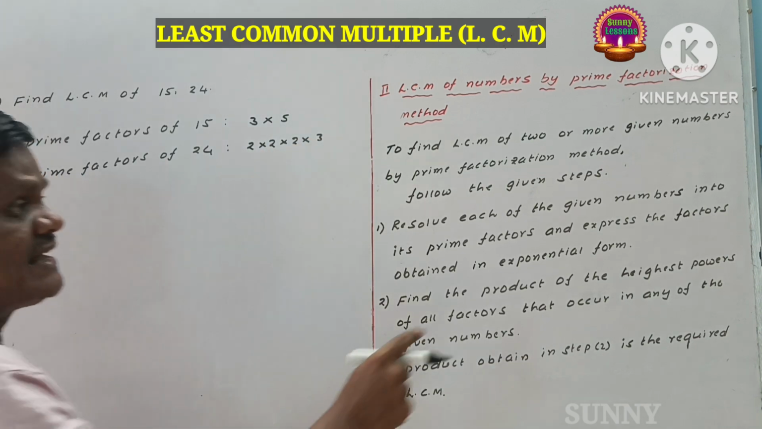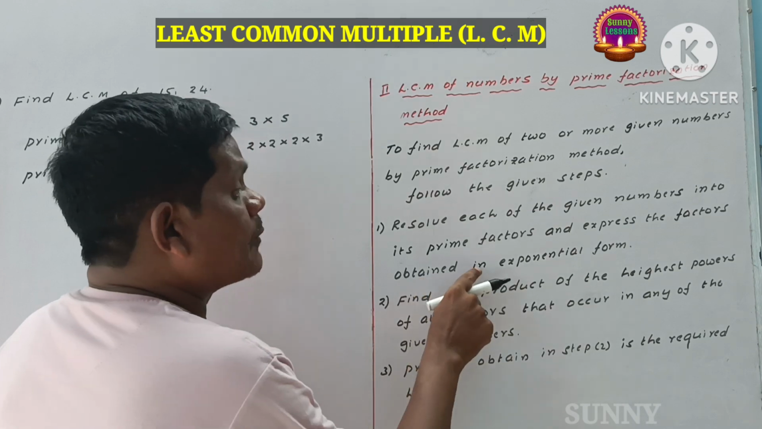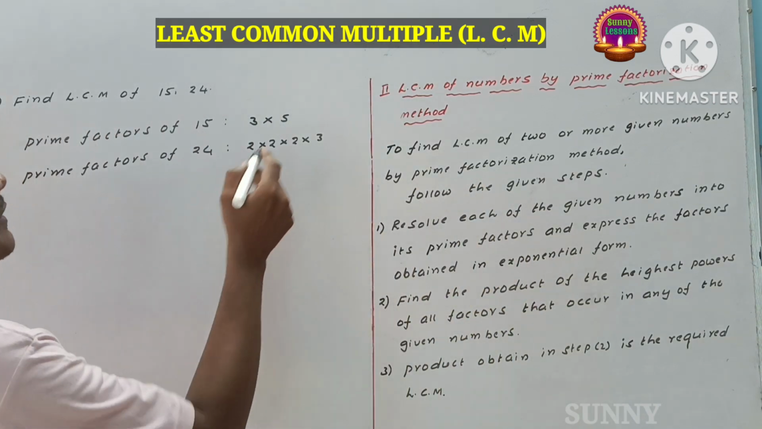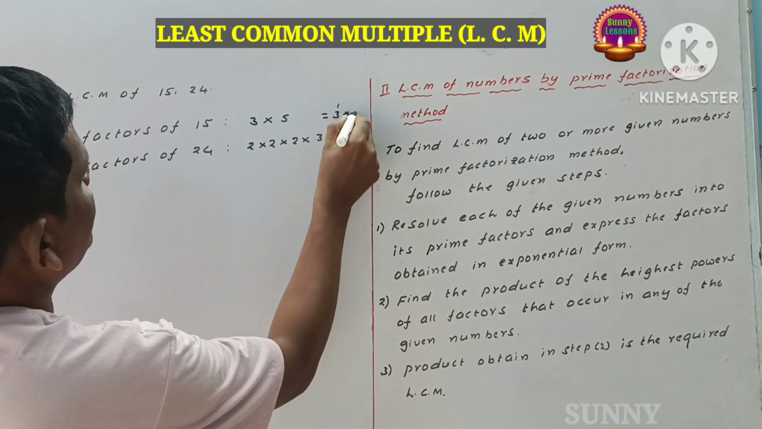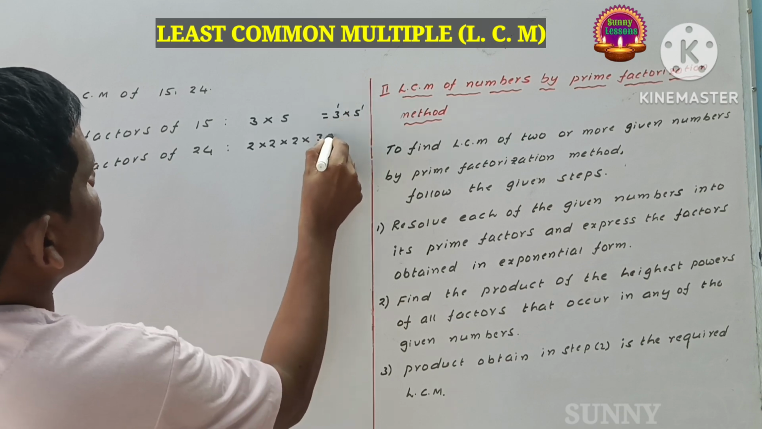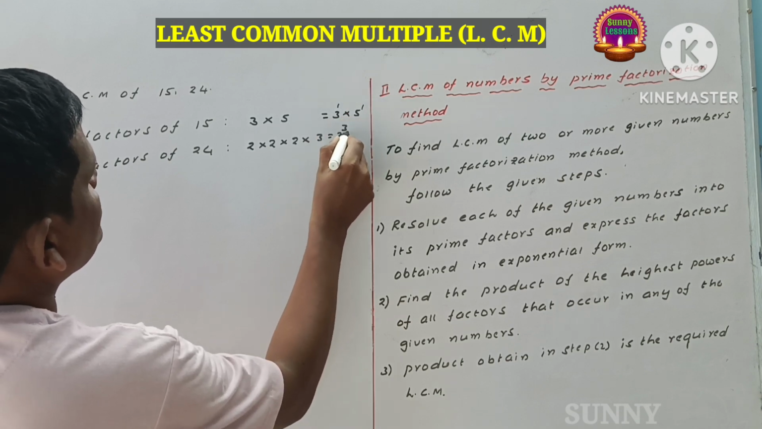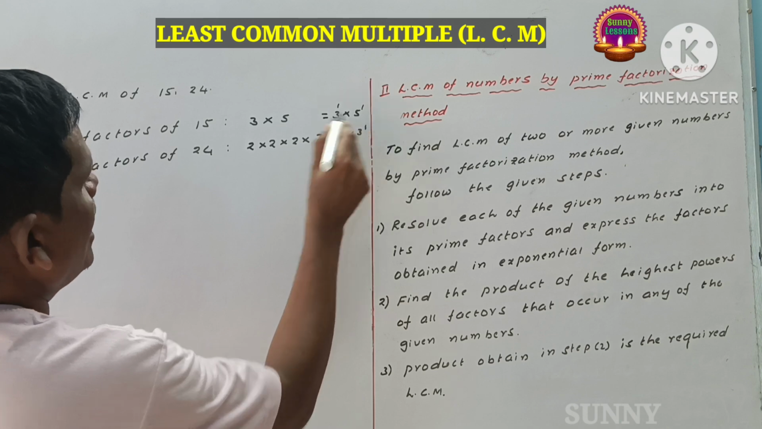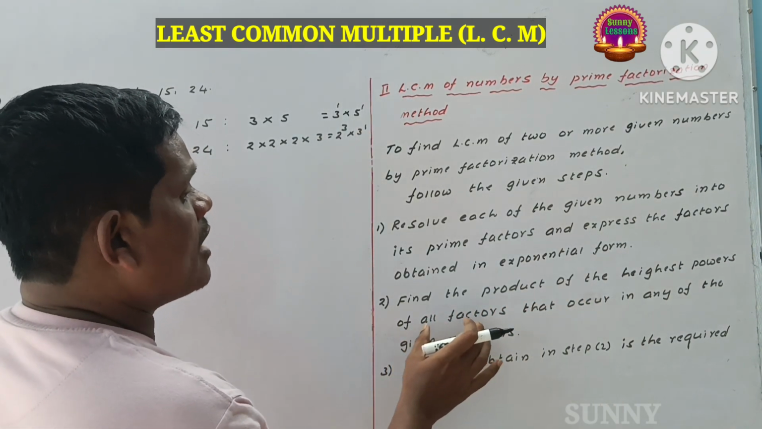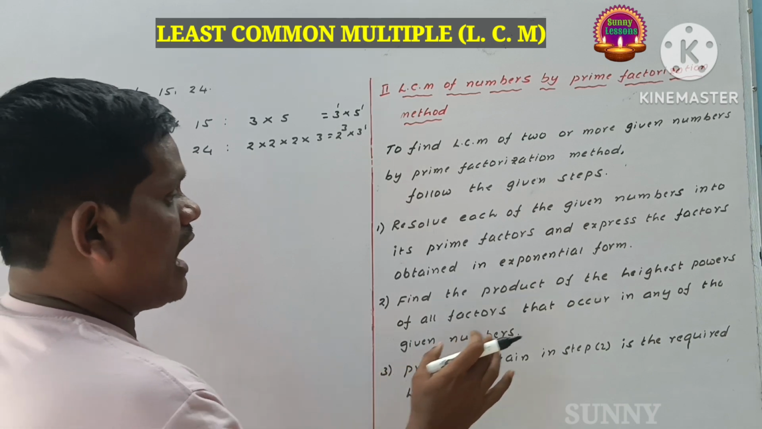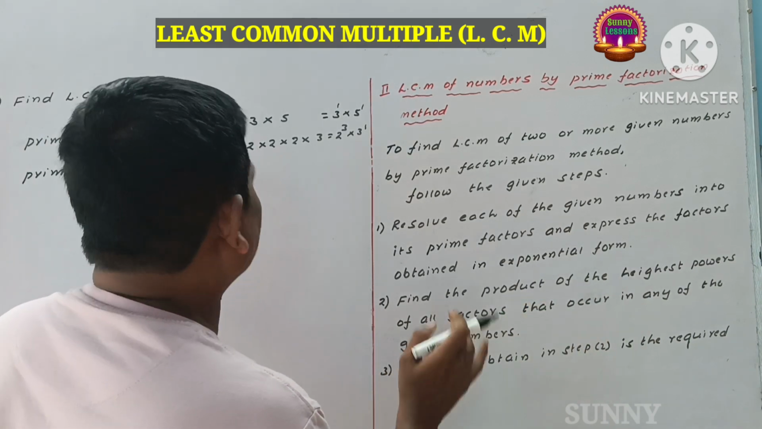After that, express the factors obtained in exponential form. Write the exponential form: this is 3 power 1 into 5 power 1, and this is 2 cube into 3 power 1. After that, find the product of the highest powers of all factors that occur in any of the given numbers.